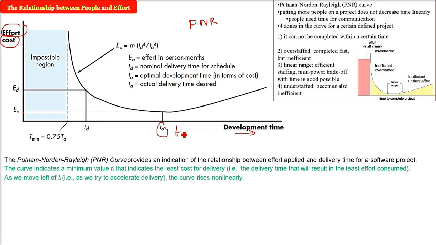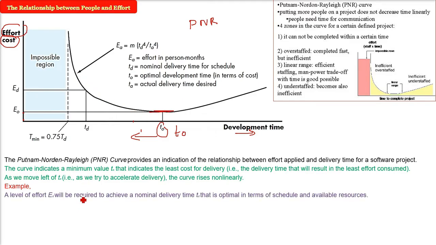Now if you go to the left, that is to the y-axis or to the origin, that is, you want to accelerate the delivery, you want to compress the project schedule. The curve will rise non-linearly. You see the curve? It is going non-linear. This is the non-linear curve. If you want to decrease the time, you want to accelerate the delivery. This is quite straighter here. That is, I am talking about T0.